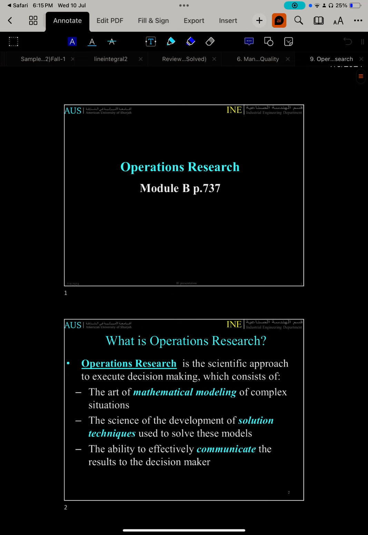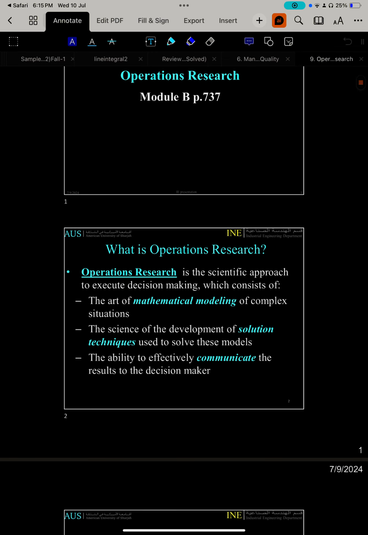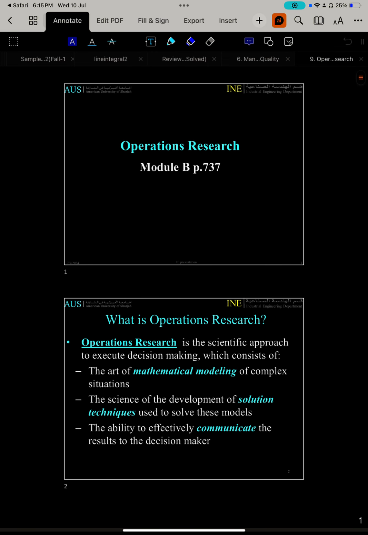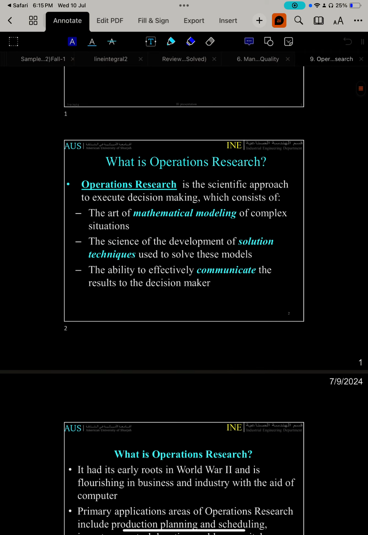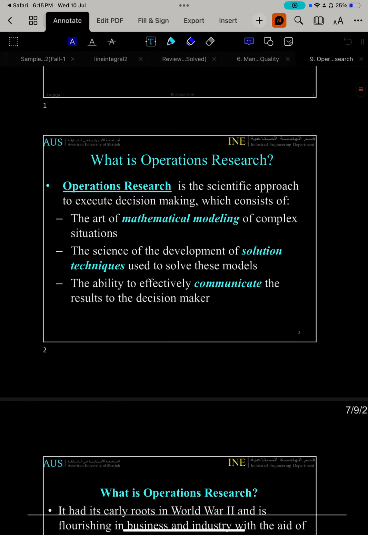Today we're gonna cover operations research. As you can see, we're gonna discuss some definitions, we're gonna define operations research, and we're gonna go through some examples and some other stuff related to operations research.